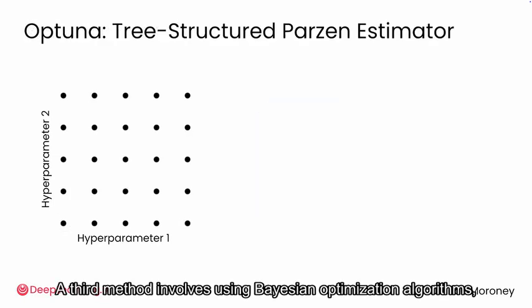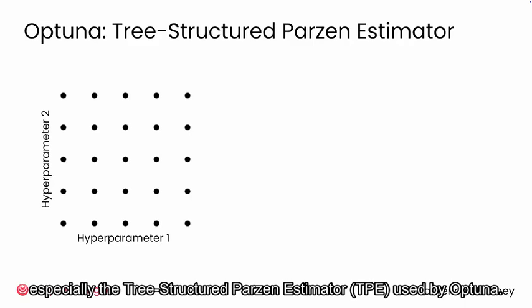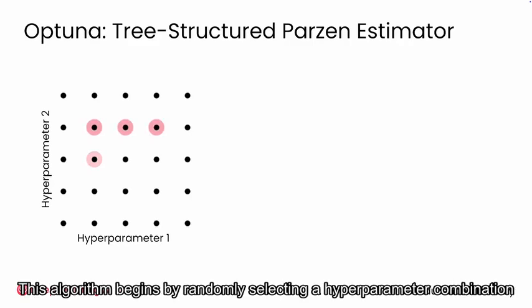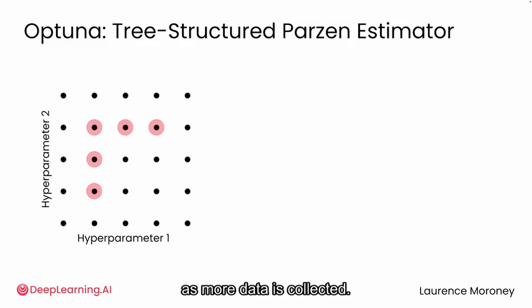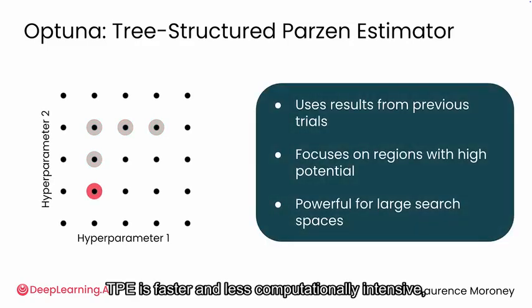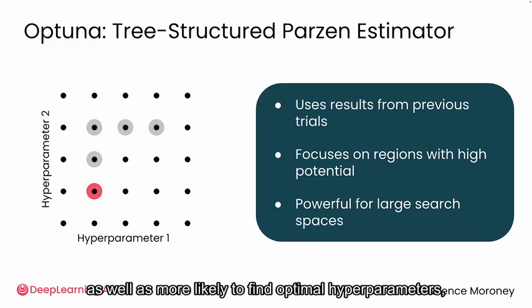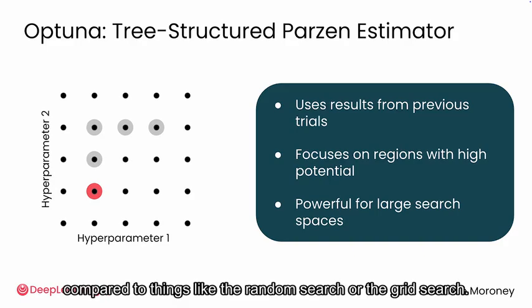A third method involves using Bayesian optimization algorithms, especially the tree-structured Parzen estimator, TPE, used by Optuna. This algorithm begins by randomly selecting a hyperparameter combination and refines its guesses by focusing on regions that are likely to yield better results as more data is collected. TPE is faster and less computationally intensive, as well as more likely to find optimal hyperparameters, compared to things like the random search or the grid search.